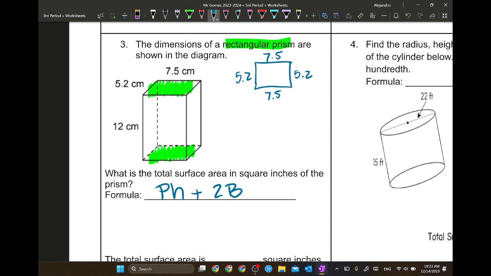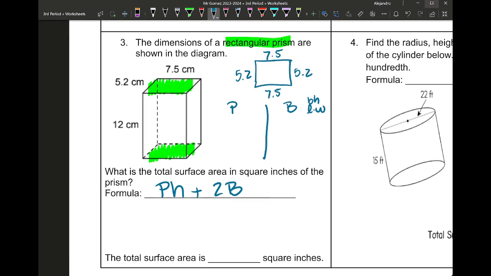Now that we do this, we're going to have to find P, which is the perimeter of the base, and we're going to also have to find B, which is the area of the base. Okay? Now the area of the base, you have to look at the formula for a rectangle. And the formula for this is either base times height or length times width. It's the same thing. And for the perimeter, it's easy. All we got to do is add up all the sides. So for the perimeter, we're going to have 7.5 plus 7.5 plus 5.2 plus 5.2. And that will give us a perimeter of 25.4.